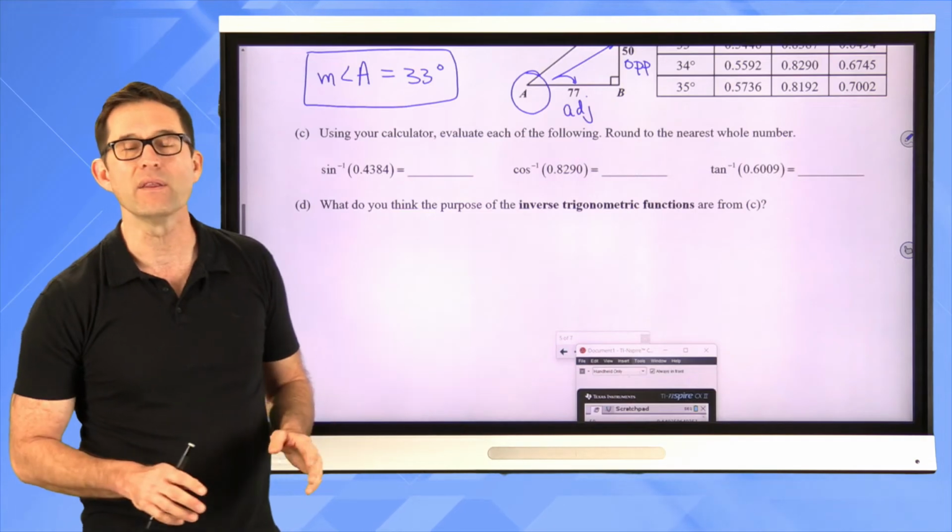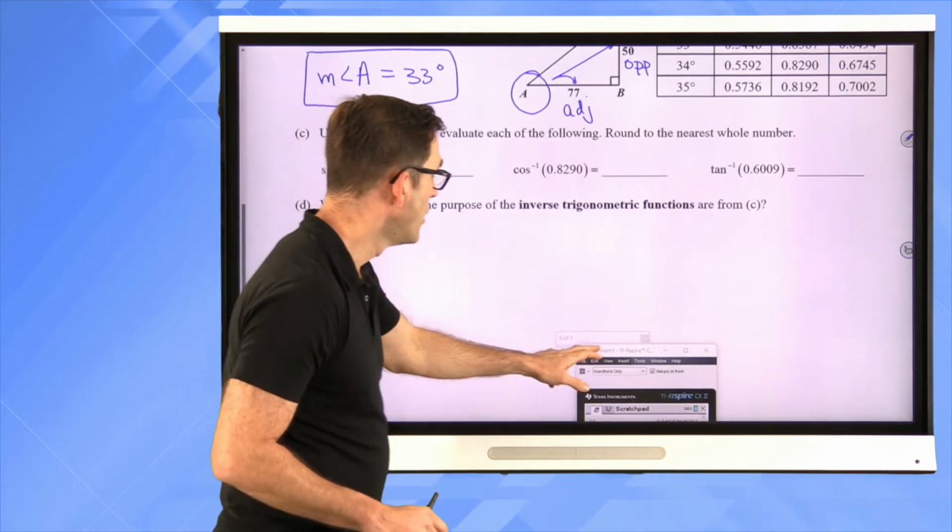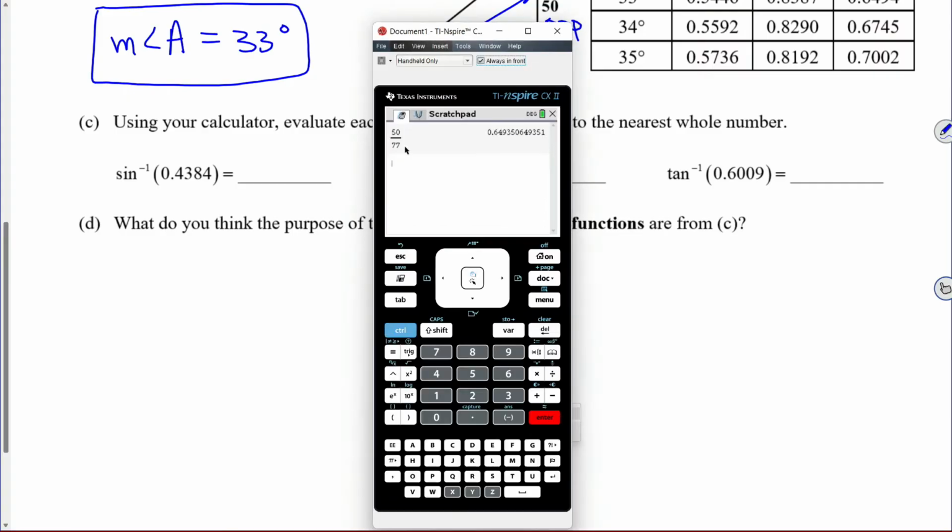So let's see how we get those on our calculator. We actually see them exactly in the same place as the trig. If I hit my trig button, that's awesome. And I go to sine with the little -1, and now I put in 0.4384, and I hit enter. Rounded to the nearest whole number, that's 26.